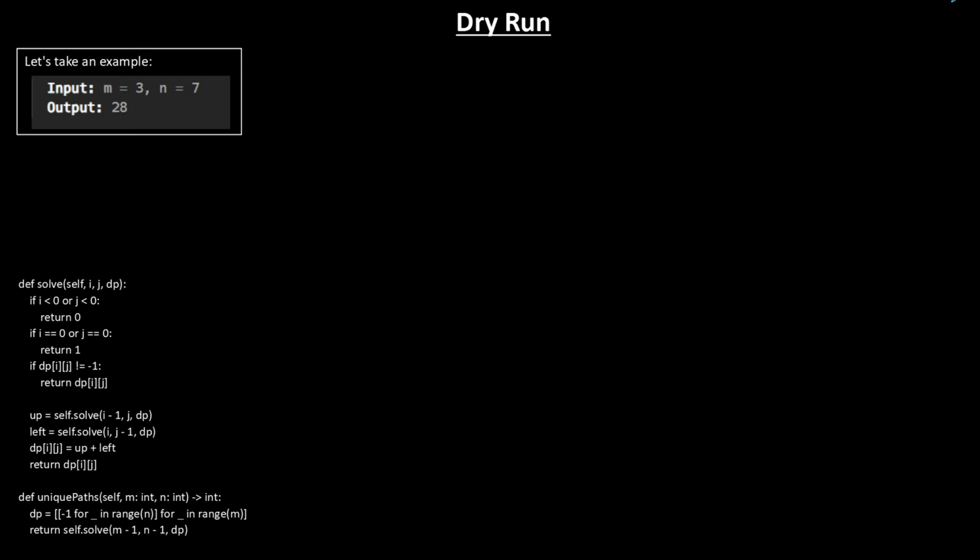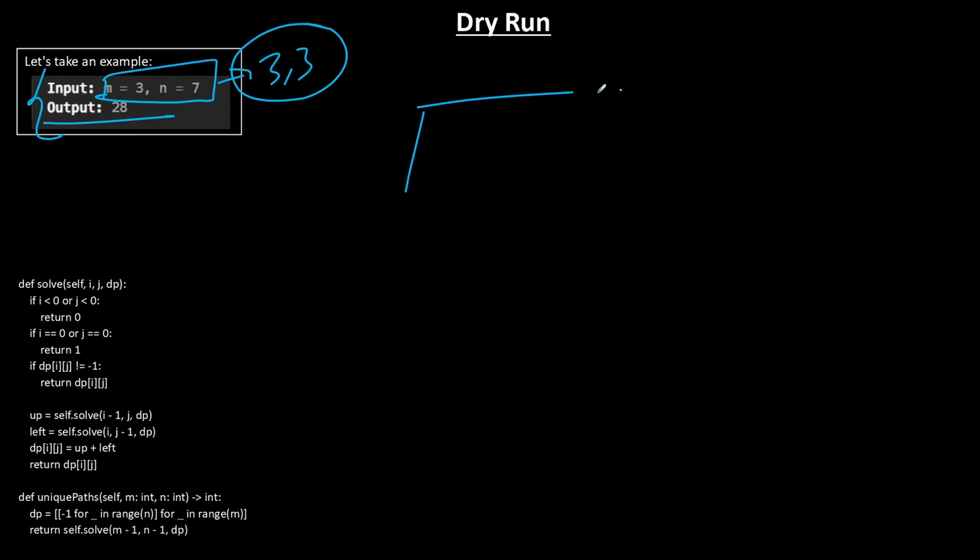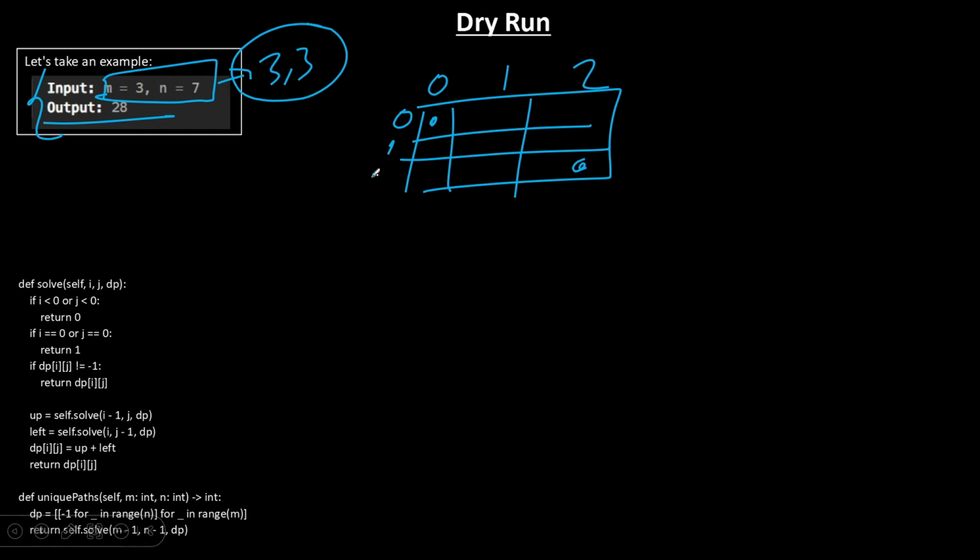Now, since we have the understanding of the code, let's look at the dry run of the example. The dry run of this will take a lot of time, so instead let's take a 3 cross 3 DP grid itself. We start from here, ending is here, 0 1 2, 0 1 2. I have also brought down the code for better understanding of the dry run. So let's start. I will give a dry run for particular scenarios only.